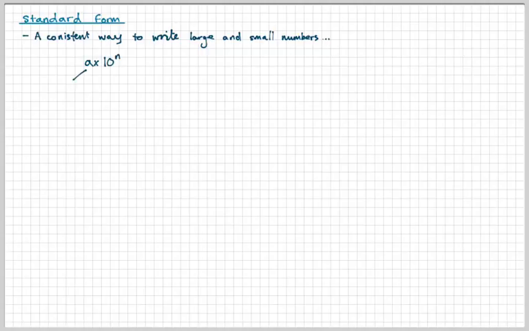Now on your sheet, write down the possible values for a and the possible values for n, and pause the video. So a should be a number between 1 and 10. It can be 1, but it can't be 10. And n can be any integer. It could be positive or negative, but it has to be a whole number.